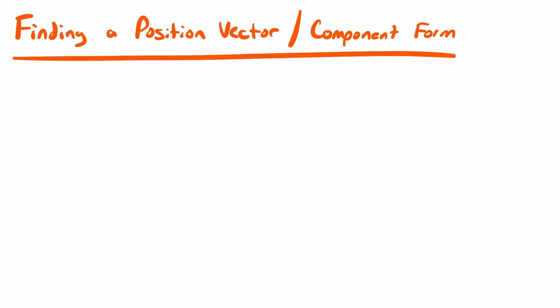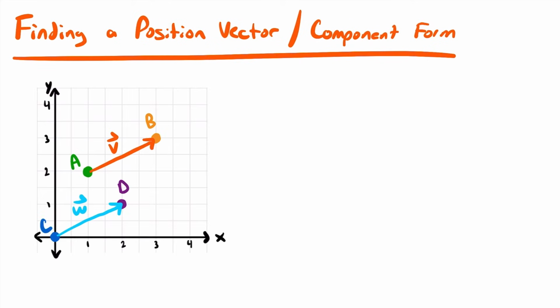All right, now for any vector, we can actually determine its component form and turn it into a position vector. And so let me show you what I mean. If we look at our graph from earlier, this is the graph where we had our equivalent vectors, vector v and vector w. Vector w is already a position vector, as we discussed earlier.